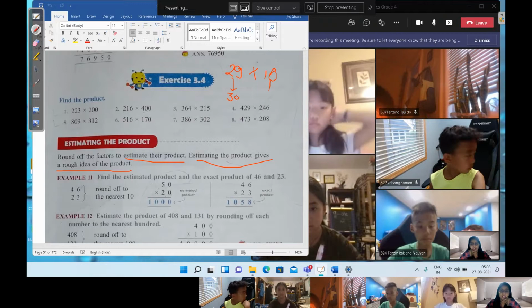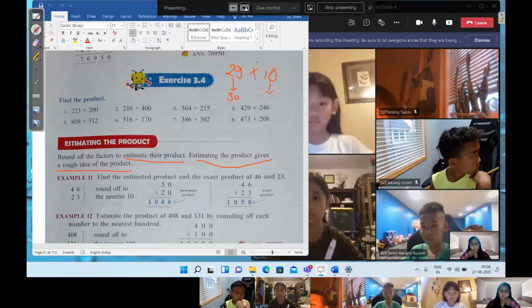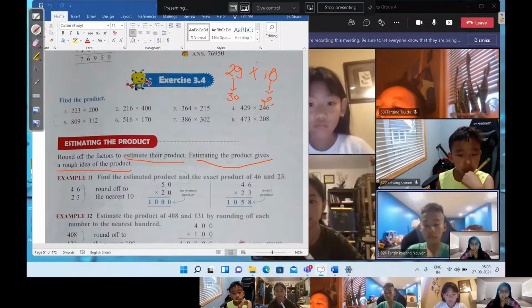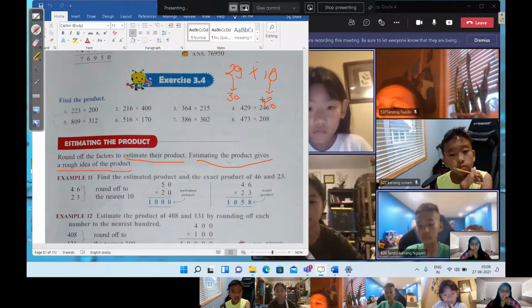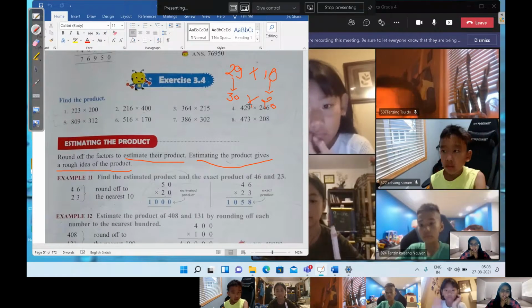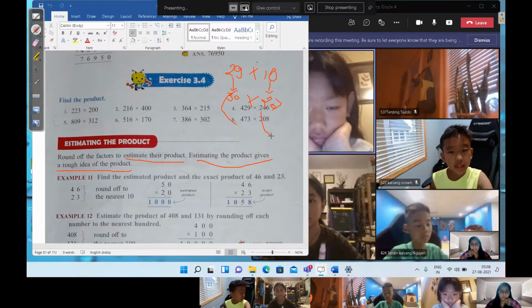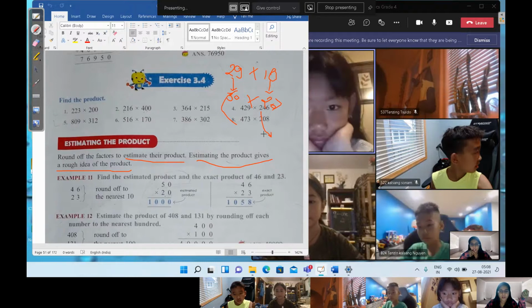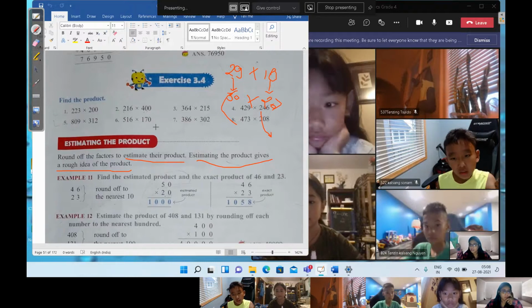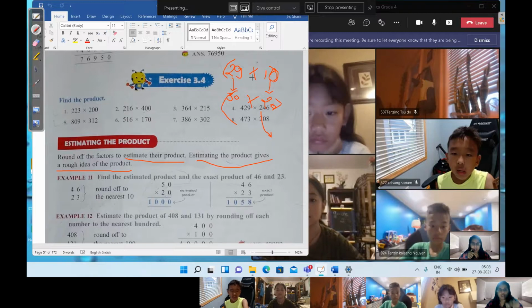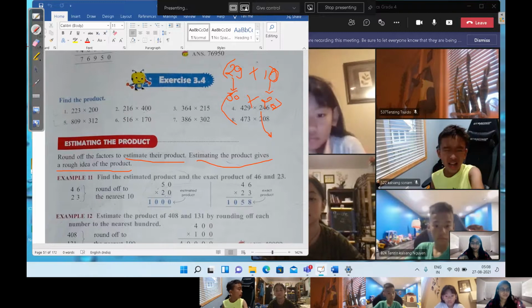And tell me the estimated value of this number. 20. That's it. These are the estimated values. So you can see here, if we multiply 30 with 20, that is the estimated product. And if I multiply 29 and 18, that is the actual multiplication.